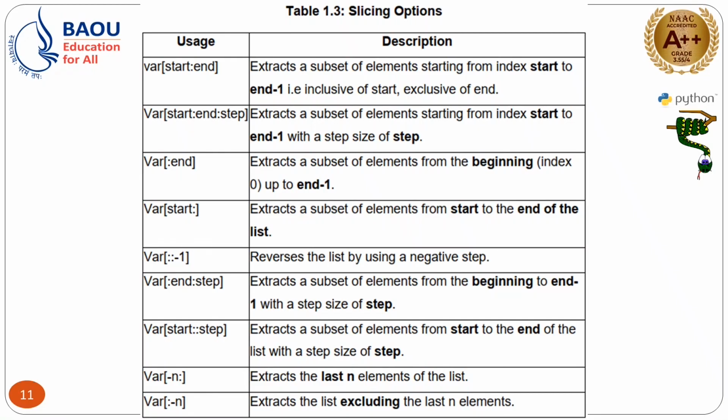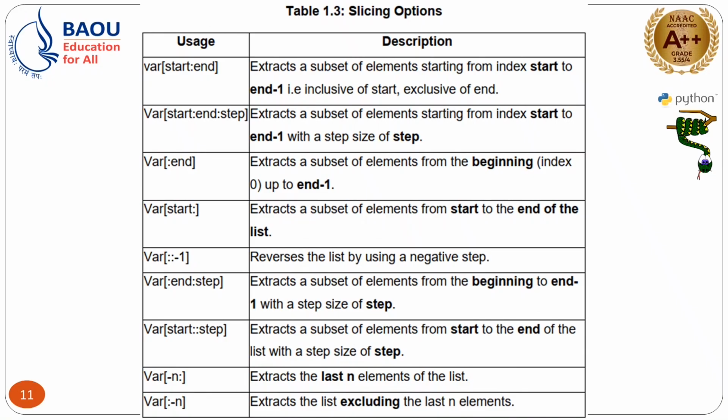Then with double colon minus 1, it reverses the list by using the negative step. So whatever the tuple or the index, it will print from the reverse side, or from the end of the elements. Then with end and step, it is the same as the previous, from beginning to end with 1, and the step size that you are mentioning will be used.